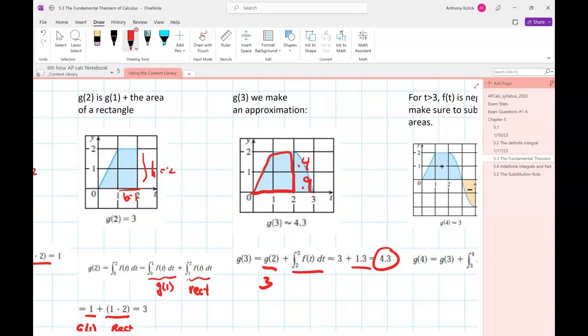Anytime that you're given an integral on a grid like that, and they're just asking for an approximation, it comes down to basically you just counting squares.